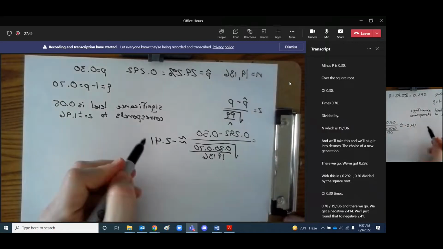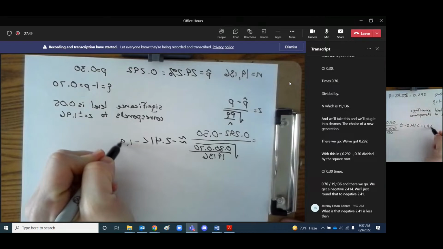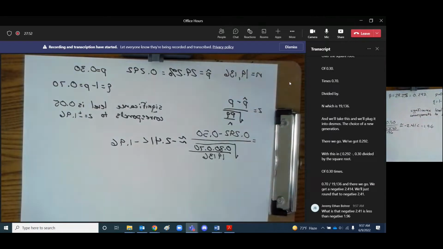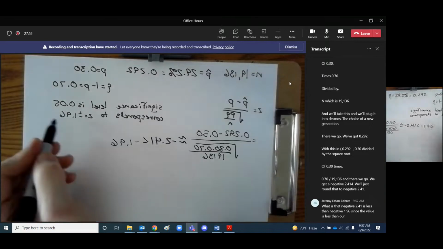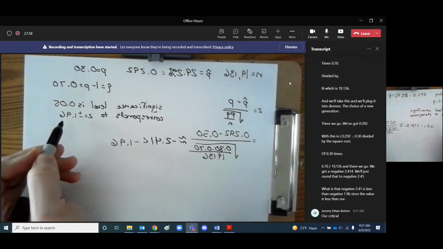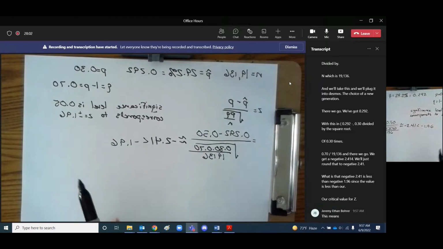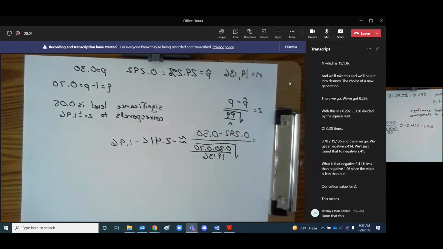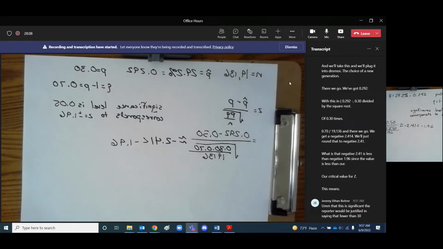Notice that negative 2.41 is less than negative 1.96. Since the value is less than our critical value for Z, this means that this is significant. The reporter would be justified in saying that fewer than 30% of people have sleepwalked.